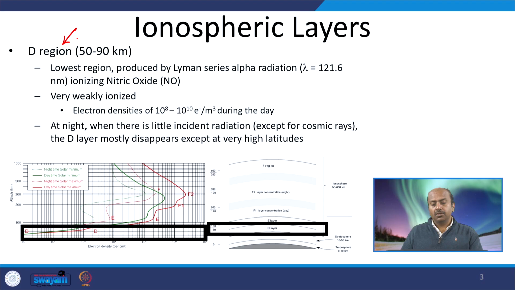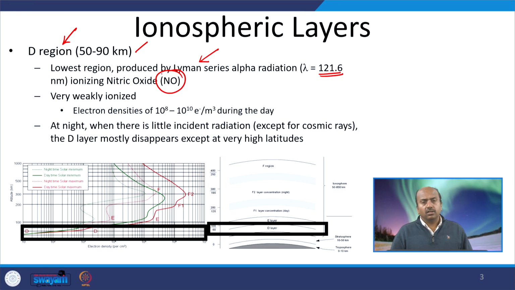For all practical purposes we can remember the bottommost ionospheric layer is the D region and it extends between 50 and 90 kilometers. So, 50 to 90 kilometers is the D region and this is the lowest ionospheric region. The ionization in this altitude region is by means of Lyman alpha radiation centered at around 121.6 nanometer, ionizing the nitric oxide. Okay. So, the basic ions that can be found are related to nitric oxide.